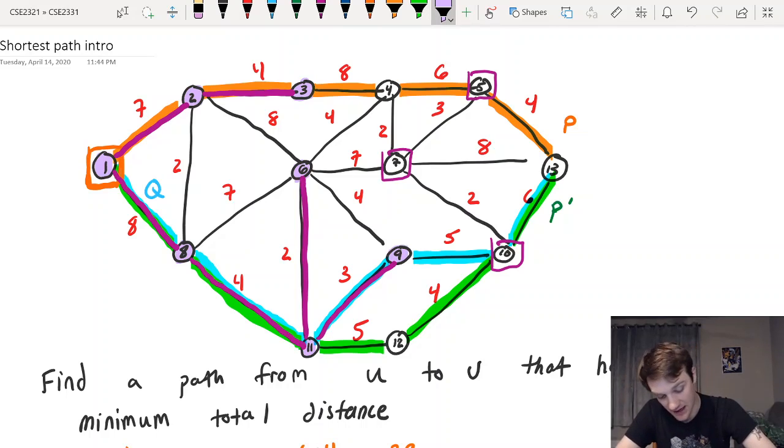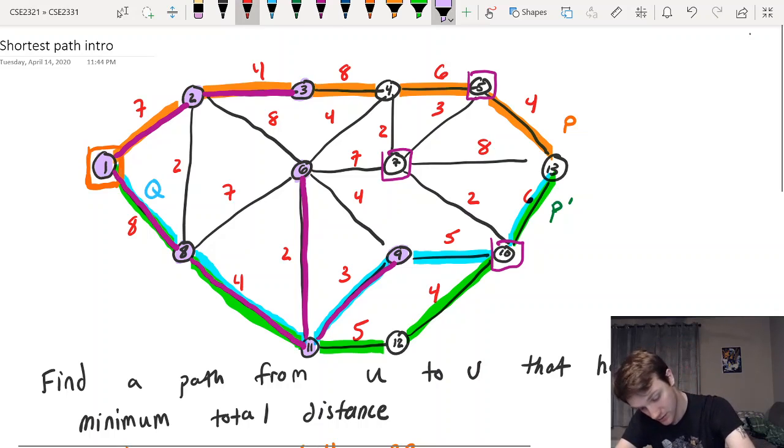Now what nodes can I add? If I go along the bottom here, I can add 12 with a cost of 17. I still have all of the same stuff up top. I could add node 10 with a cost of 20. So 17 appears to be the winner.